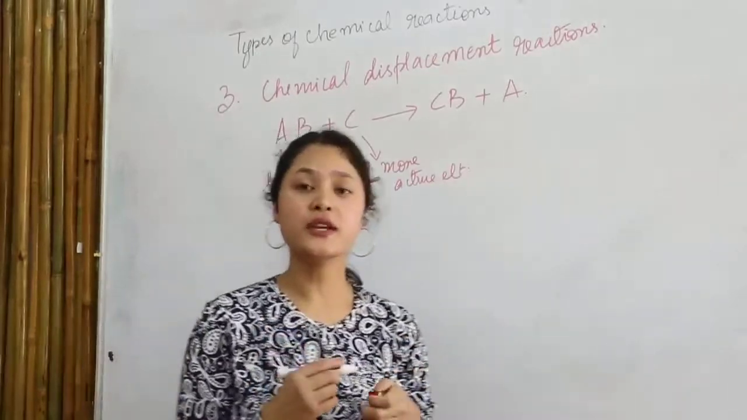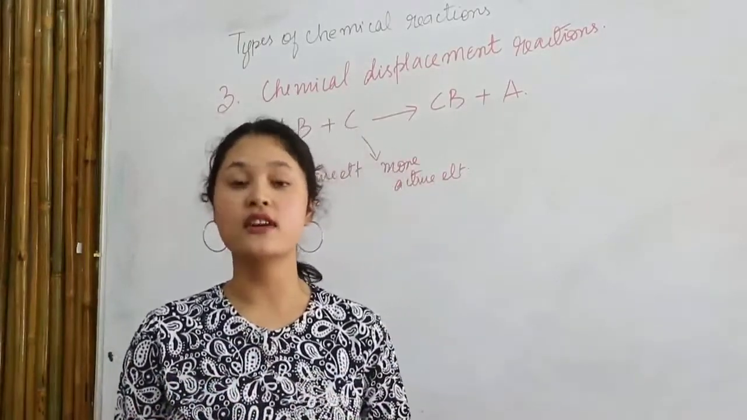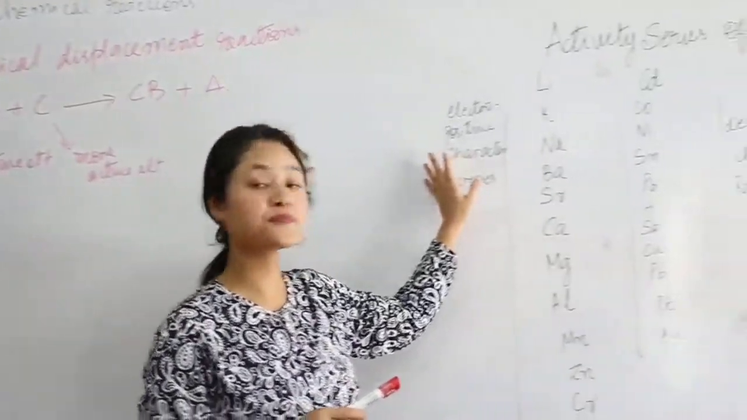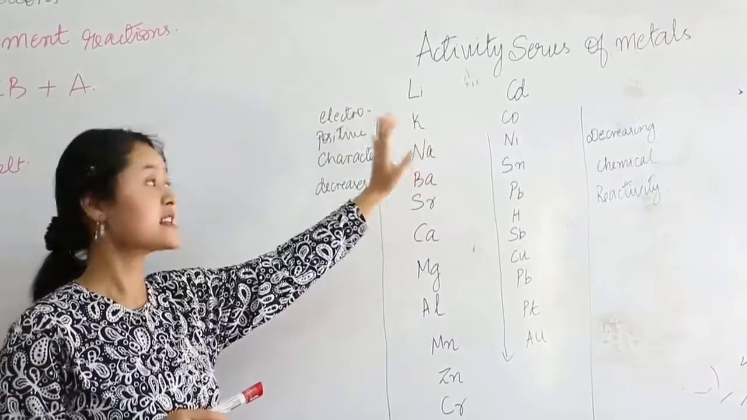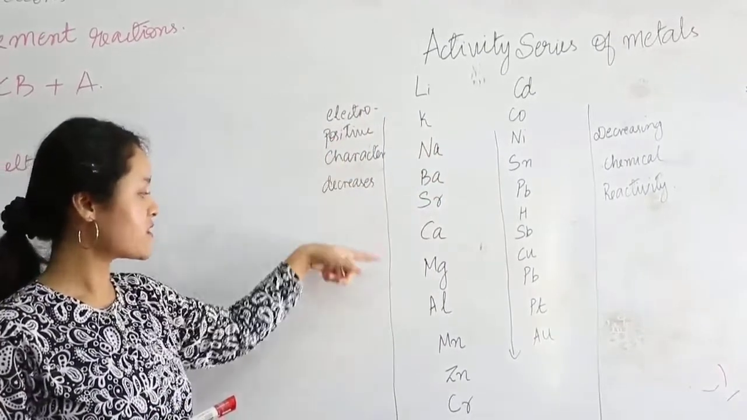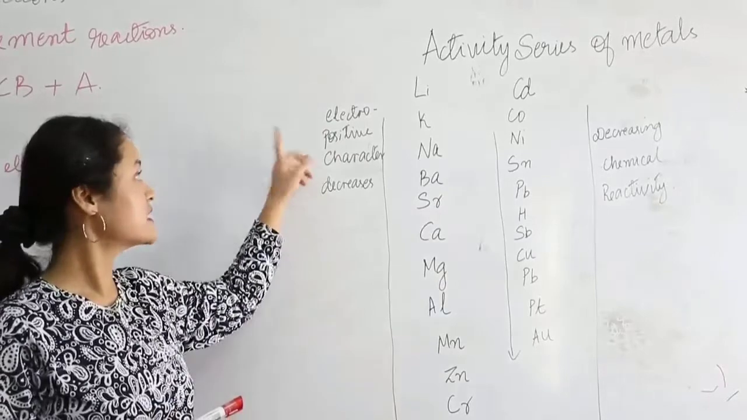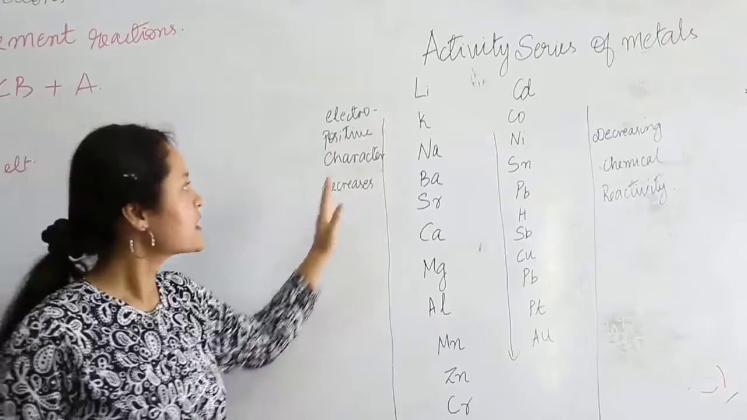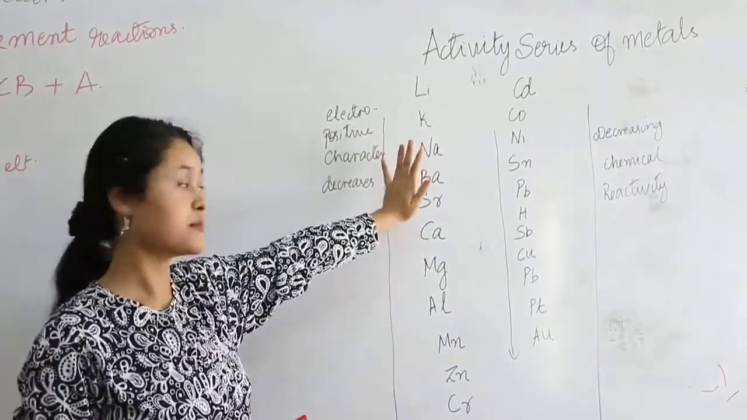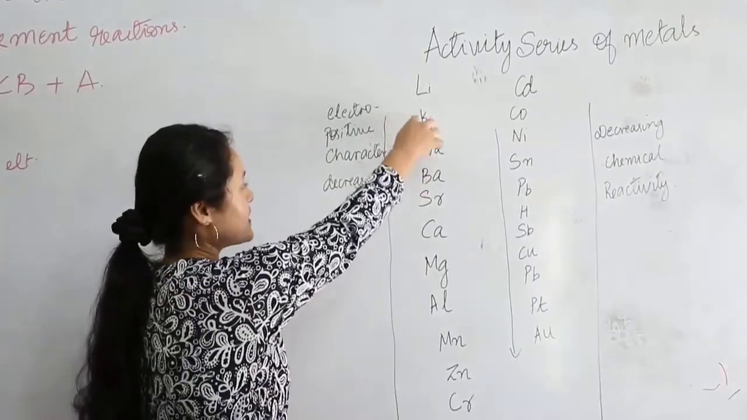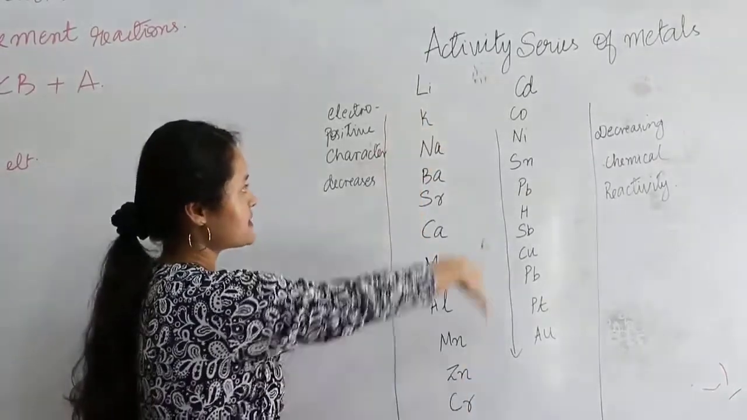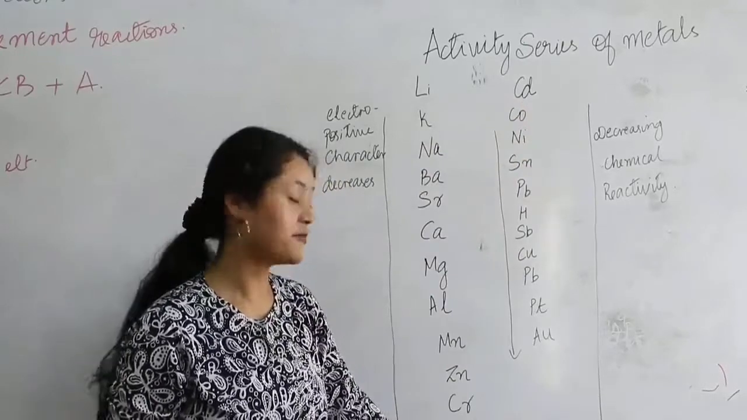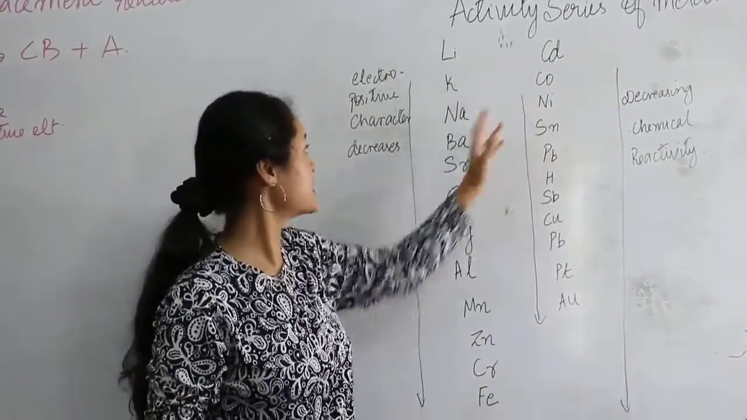How do we know that an element is more active or less active? We will know from the activity series of metals. The activity series of metals is just the arrangement of the elements in decreasing order of their electropositive character. Also, if you see in this table, you see lithium, potassium and all these elements, actually this cadmium should be down after iron, so I just wrote it here.